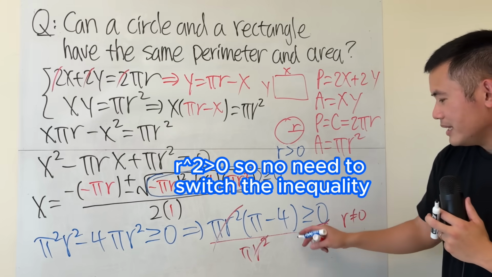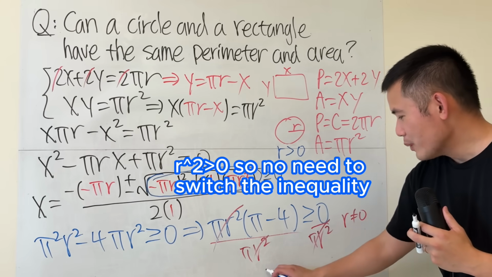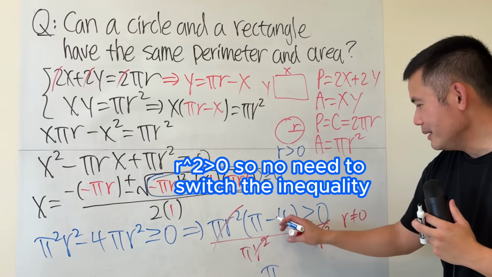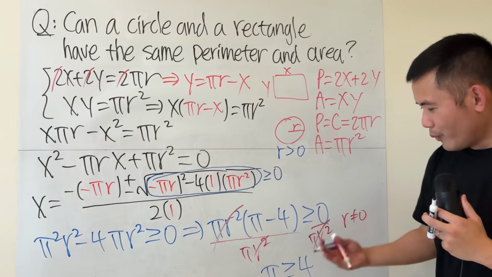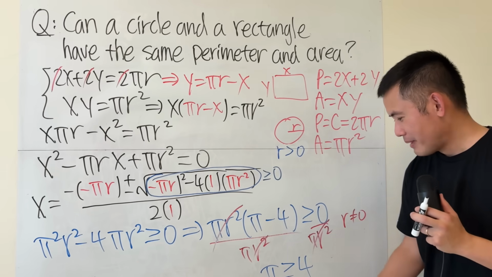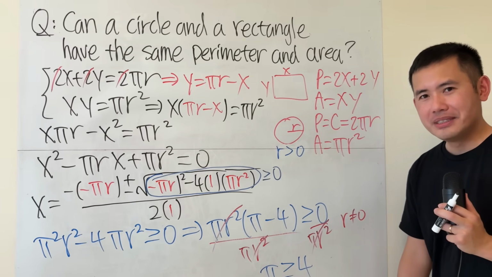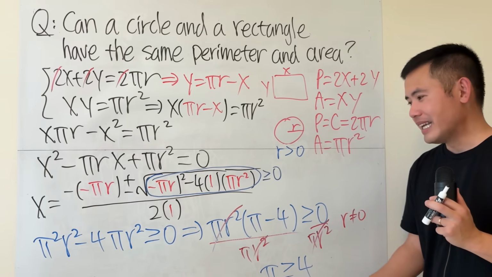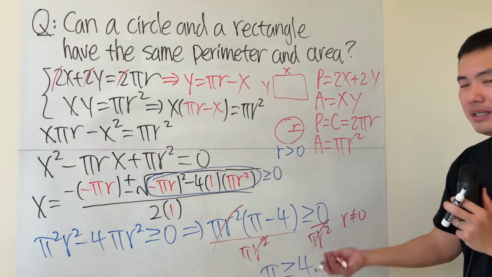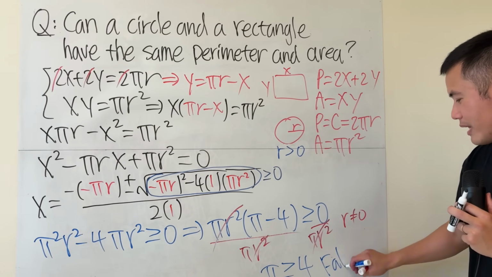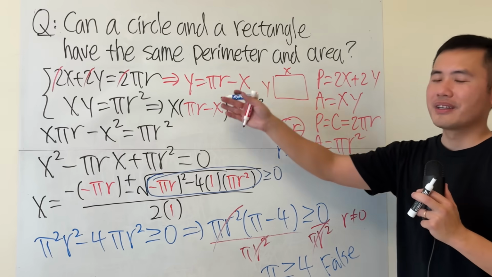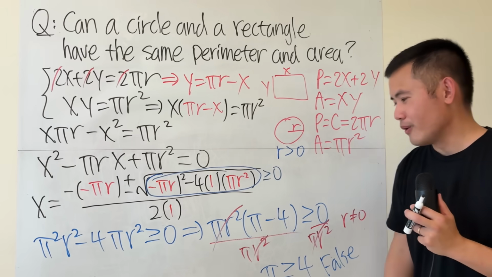Anyways, if you look at this part right here, we end up with pi minus 4 is greater than or equal to 0, so that's pi is greater than or equal to 4. Wow, look at that! Pi is greater than or equal to 4. How is this even possible? It's not. Well, maybe it is, I don't know. So this is false. What that means is that this question right here is not possible.